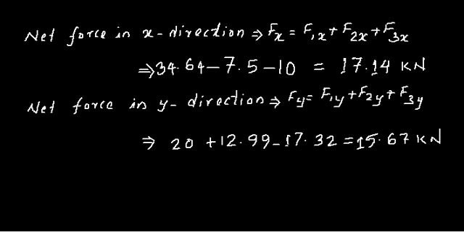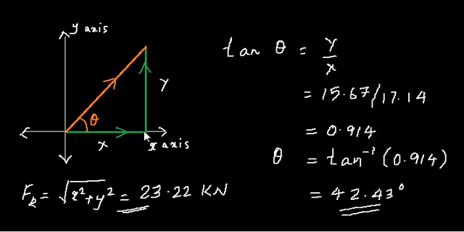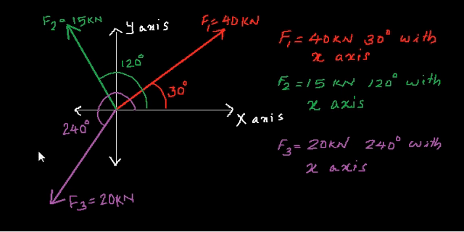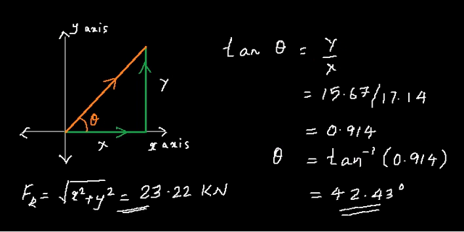Now you have got a resultant force in the x direction and a resultant force in the y direction. If you draw the forces as vectors and then find the resultant of these forces, what you are going to get is the net resultant force of this entire force system. That's what we have shown here. You have got an x component of 17.14 and a y component of 15.67. So you can draw the vector and find the resultant.